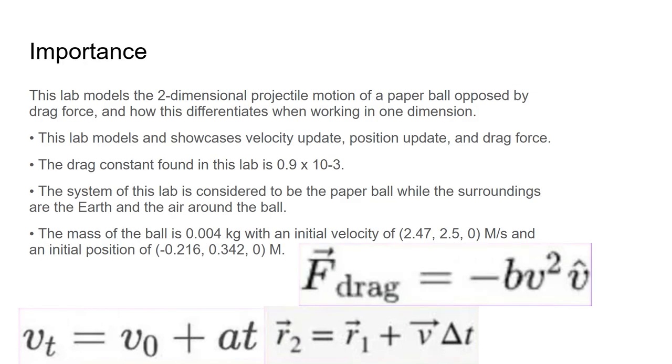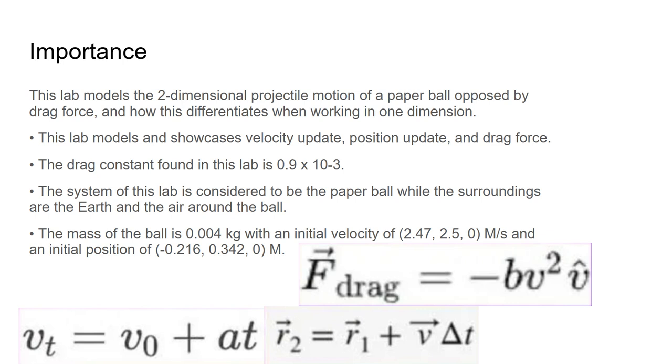For this lab, we wanted to model the two-dimensional projectile motion of a paper ball opposed by drag force and how this differs from working in one dimension. This lab models and showcases velocity update, position update, and drag force. The drag constant found in this lab is 0.9 times 10 to the negative third.